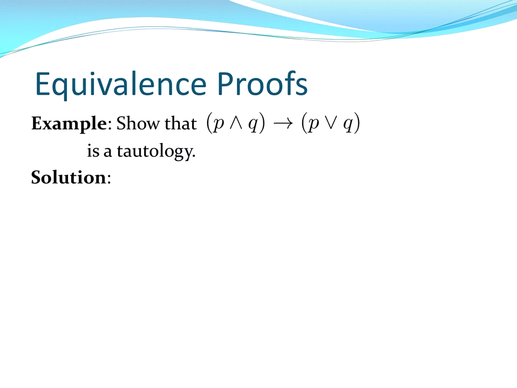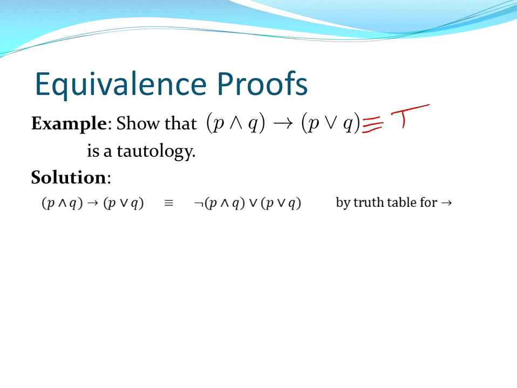All right, let's do one more. We want to show that this compound proposition, P and Q implies P or Q, is a tautology. In other words, that it is always true. All right, well, the first thing we're going to do is, because this is an implication, we're going to use that identity that we've learned, that an implication can be replaced by the negation of the hypothesis disjoined with the consequence. And the justification here was the truth table for implication, Table 7, I believe it's called. All right, so there's the first replacement.